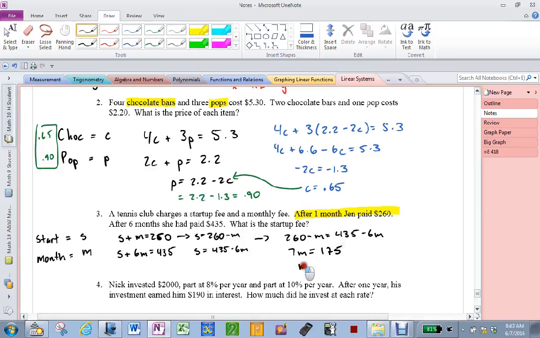So what's the monthly fee? $25. Then I can take that and put it right in there and get my startup fee. 260 minus 25 is 235. So startup fee 235, monthly fee 25.